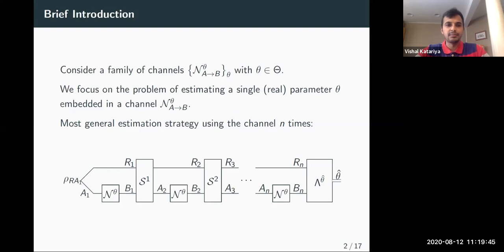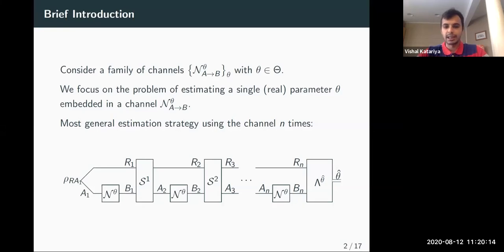So first, I'll define the problem. Let's say we're given n uses of a channel that has a particular parameter embedded in it. This channel can be one of a family of channels, and this particular parameter we'll say is theta, which is a real number. Since we'll be using the channel n times, we want to interact with the channel n times in the most general way possible according to quantum mechanics.